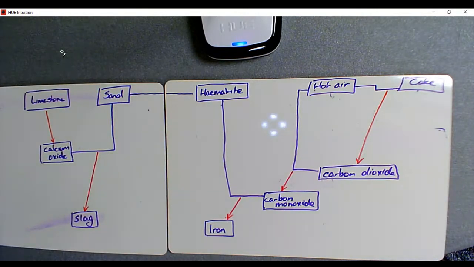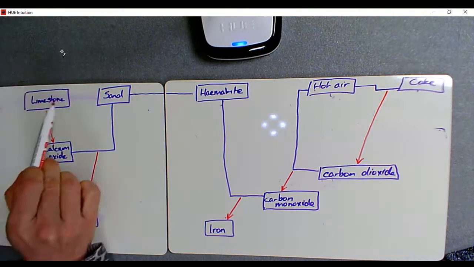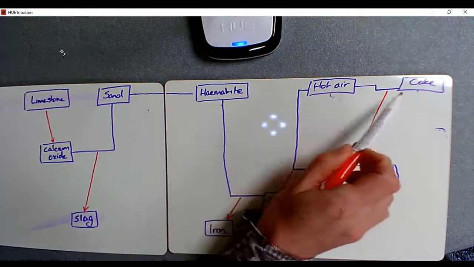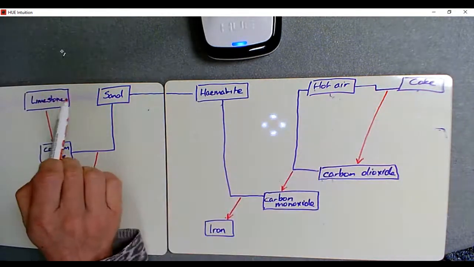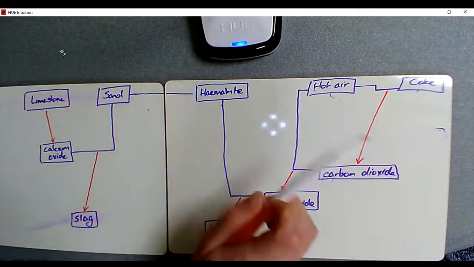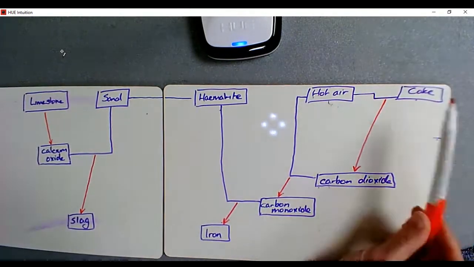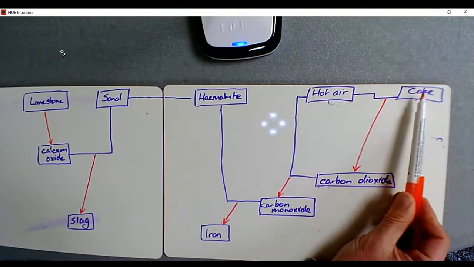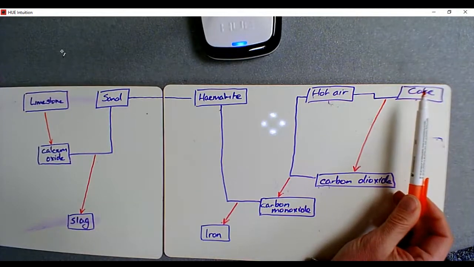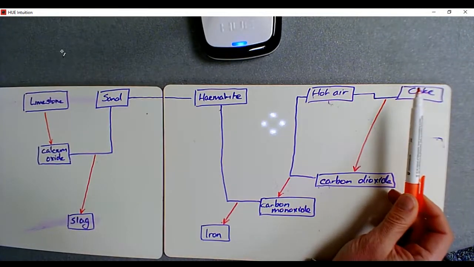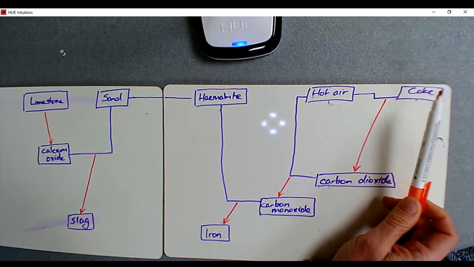Okay, so I'll assume you've done that and you're back. Now, if you look at the top row here, these 5 substances are all the substances that go into the blast furnace. Now, if you look at the diagram at the top, the blast furnace is like a big chimney, really. Obviously fancy stuff happens in it, but ultimately it's just a big chimney.